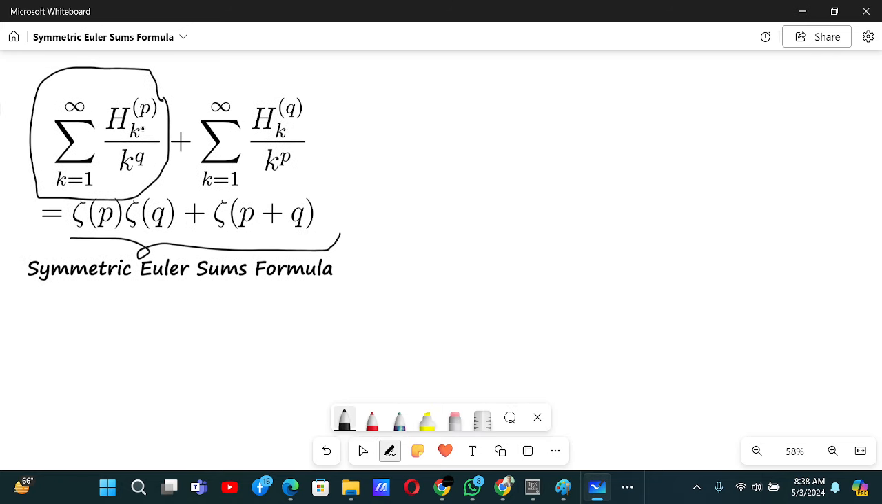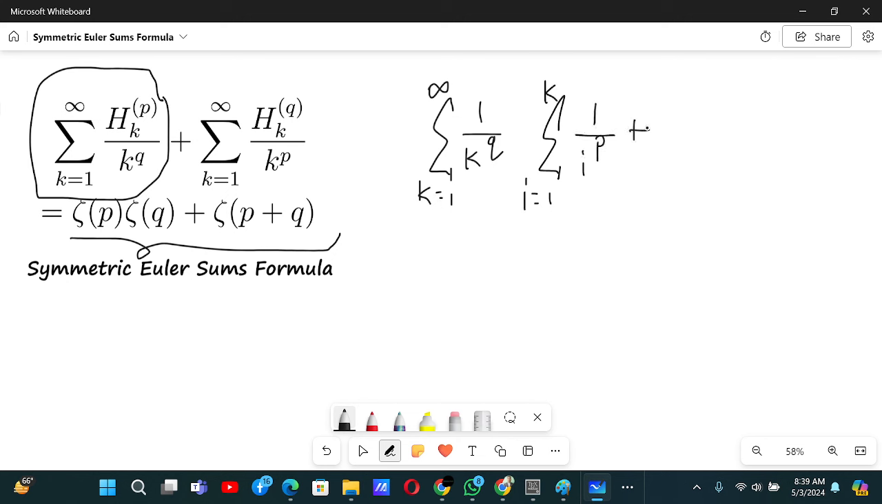Let's begin with simplifying the sums by writing S_k to the order p as its sum. We have the sum from k equals 1 to infinity of 1 by k to the power q, and then the sum from i equals 1 to k of 1 by i to the power p. Similarly, we have the sum from k equals 1 to infinity of 1 by k to the power p, and then the sum from i equals 1 to k of 1 by i to the power q. Okay, so we have these two sums.